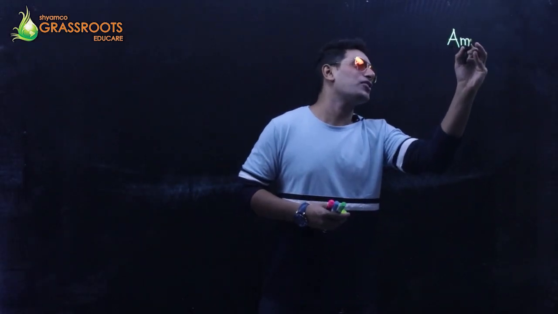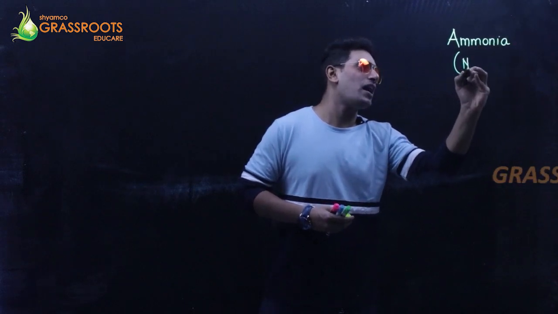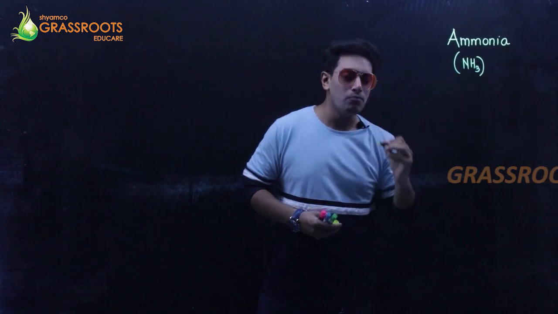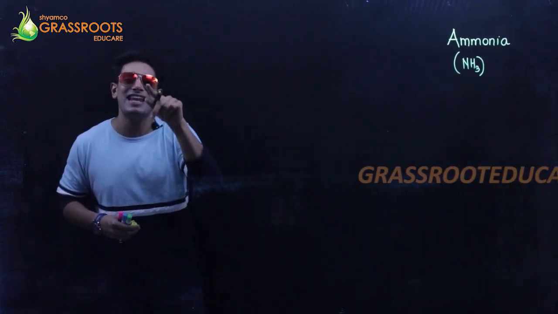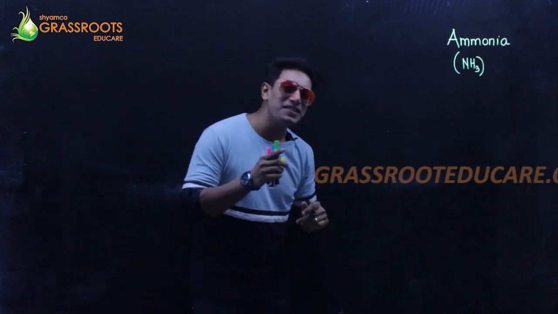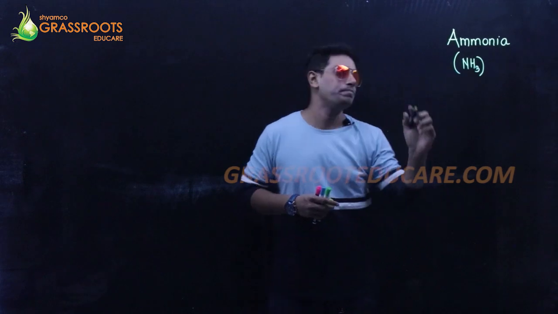Okay, so talking about the chapter called ammonia. Ammonia, the molecular formula is NH3. Most of the kids get confused with the formula NH4 plus. That is an ammonium ion. It's a radical. This is a compound.